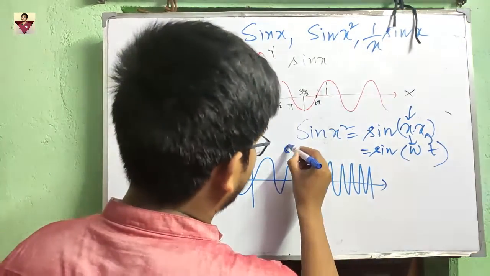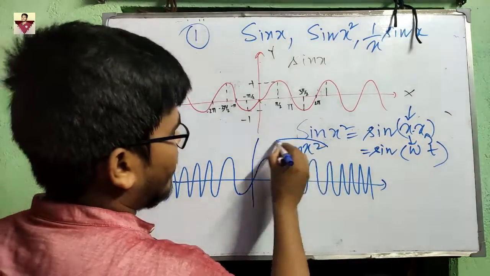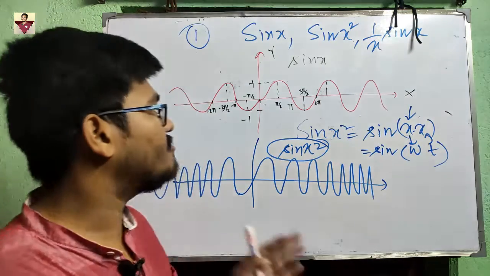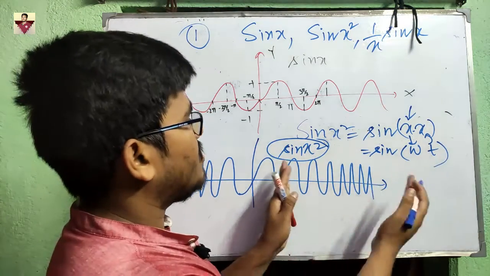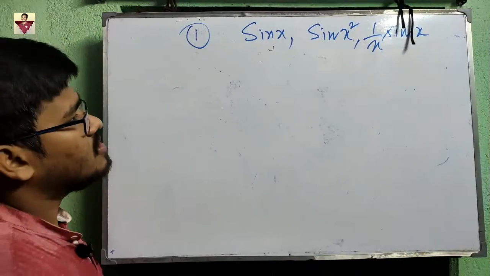So this is the graph for sin x squared. At first glance you will be surprised with this function, but it is an easy function. You only need to vary the frequency. So these waves will be much closer together as you increase x.